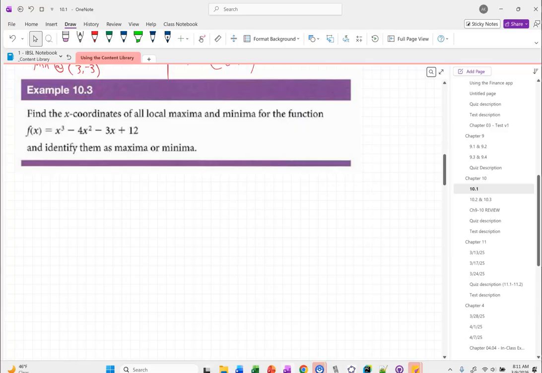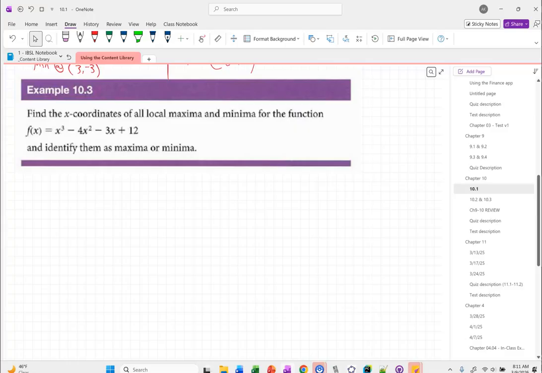So this question asks to find the x coordinates rather than the coordinates in general, right? It doesn't ask for an ordered pair here, just the x's of all the local maxima and minima for the function, and then identify them as maximum or minimum. Okay?